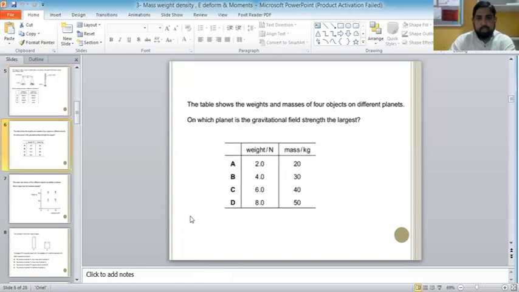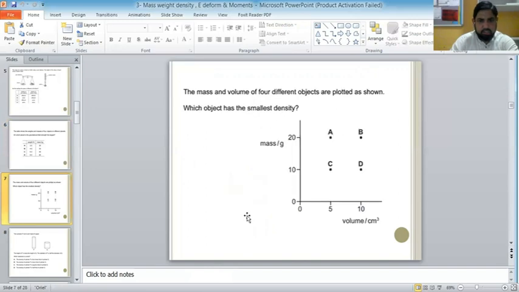Option B. The table shows weights and masses of four objects on different planets. On which planet is the gravitational field strength the largest? W is equal to mg. The gravitational field strength can be found as W upon m, and that will be equal to g. So the ratio of weight and mass gives the gravitational field strength. So here you can find out the answer.